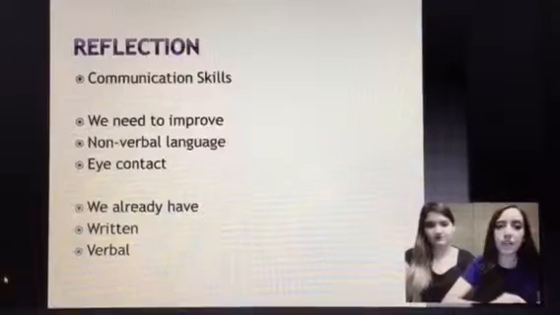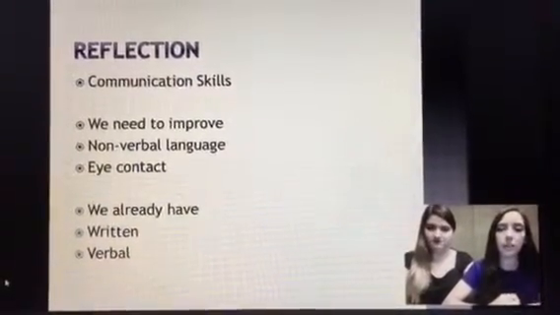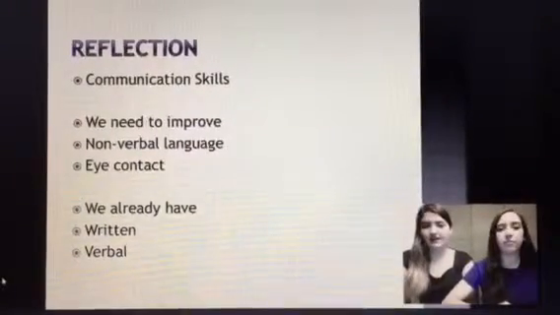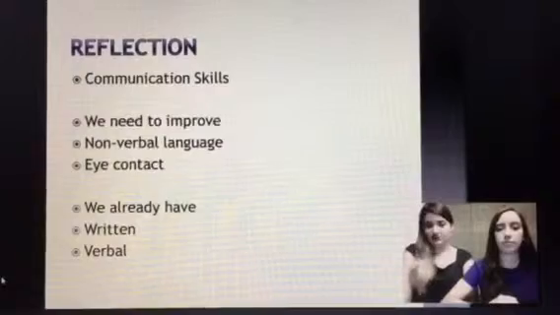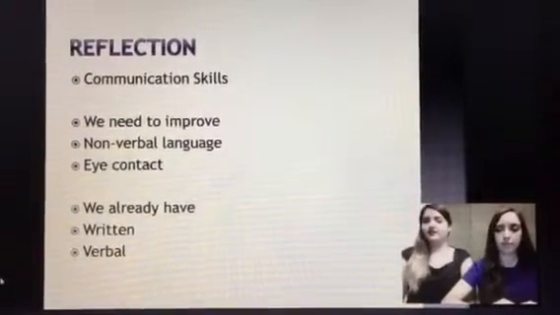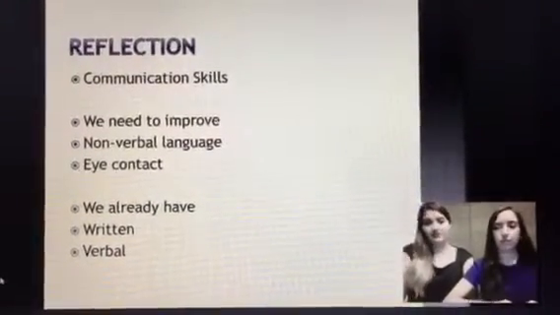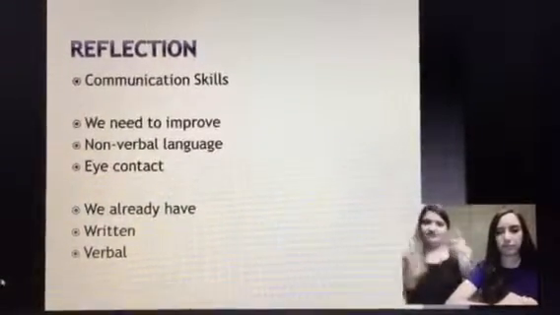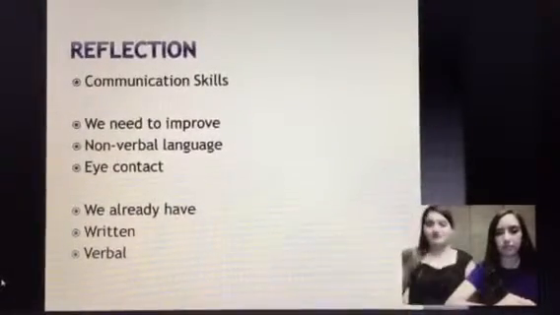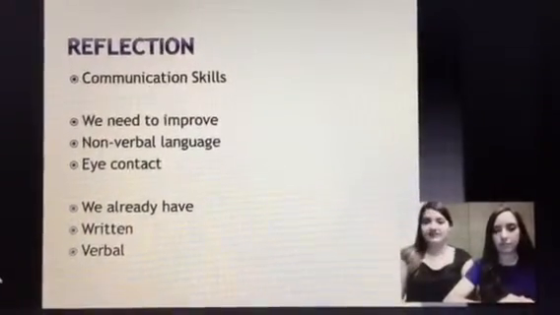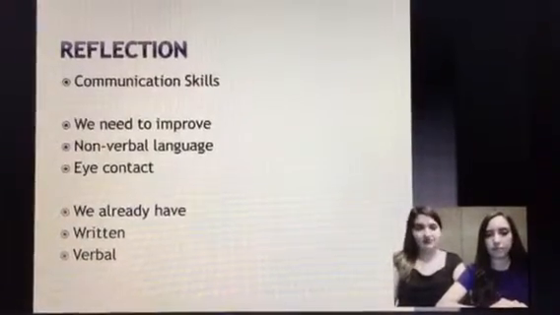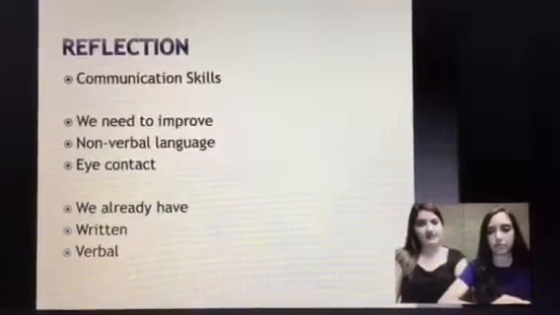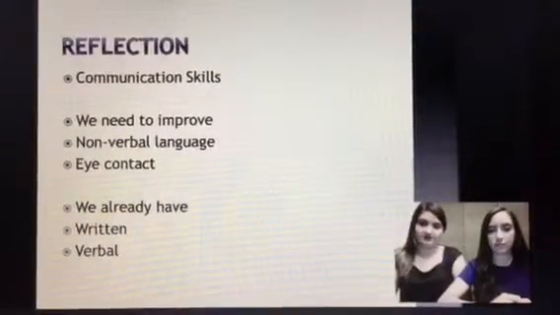And now the reflection about our communication skills. The ones we need to improve are nonverbal language and eye contact. Nonverbal language would be the posture that we have. We need to be straight and show confidence during the presentation. We cannot use a lot of body signs, like using your hands a lot or moving your hair sometimes. That doesn't look good in a presentation, and that's what we need to minimize. The eye contact, we need to have a lot more eye contact with our audience so we can show confidence and they can see that we really know what we're talking about.